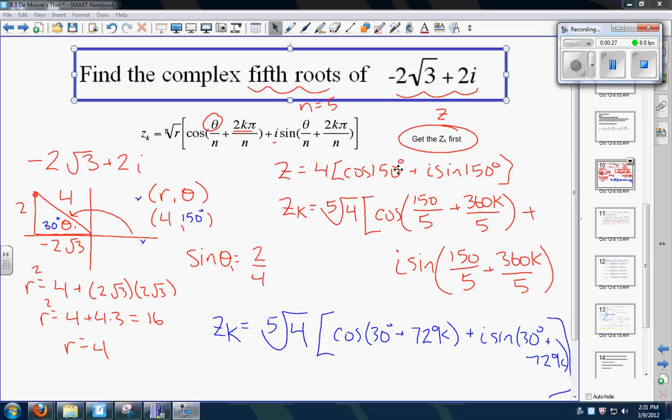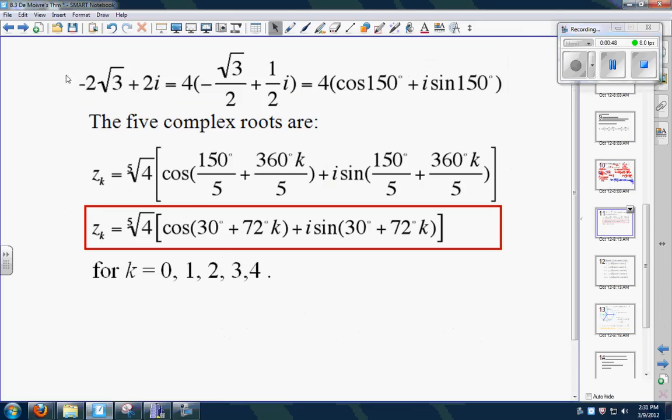So I found the complex number first. I plugged it in the ZK formula. Notice I'm not raising anything to the n. I'm trying to go backwards. I'm trying to find roots. Okay. So now I'm here. So I got cosine 30 plus 72k plus i sine 30 plus 72 degrees k. What I want to do with that, here's it all typed out nice and neat. Here's where we are at.